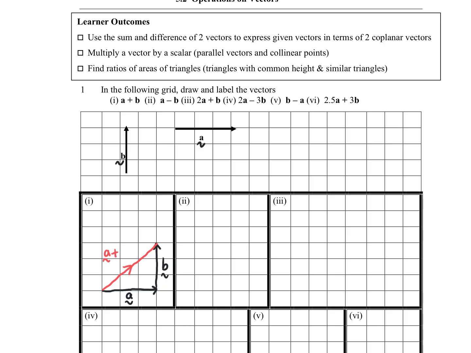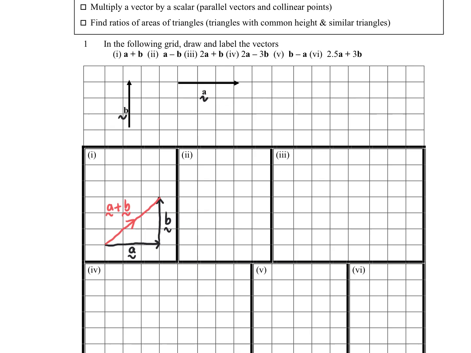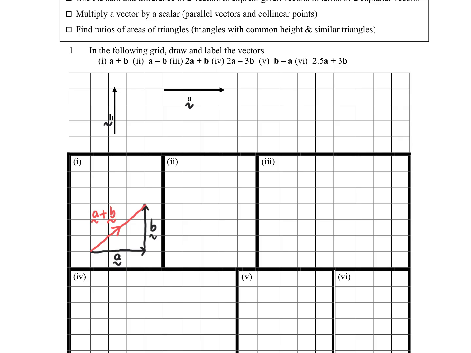You can use freehand or ruler. We are not so particular. Okay? So the line that you are essentially drawing is this one. This is the A plus B.